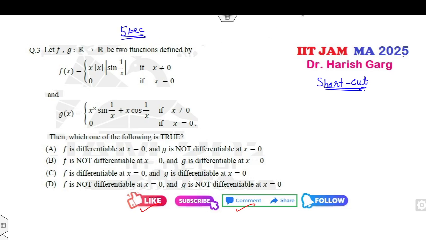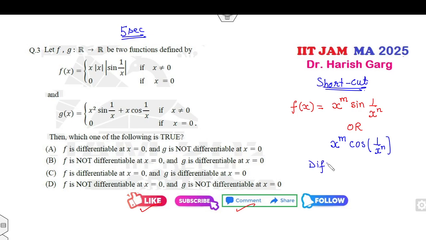What is the shortcut trick? As I told you, if you have the function f(x), say x raised to power m sine 1 over x raised to power n, or your function is of the form x raised to power m cos 1 over x raised to power n.